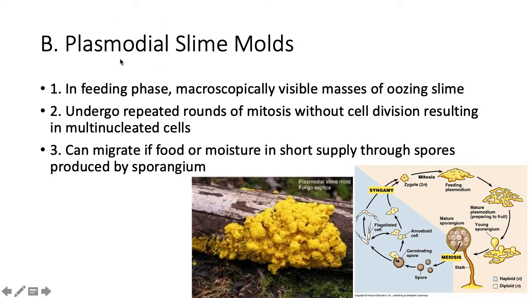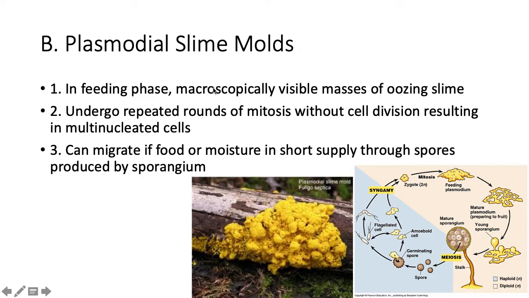Okay, another group, a part of the amoebas, is the plasmodial slime molds. So this is what slime mold looks like. They have a feeding phase, and that's where they become visible. So they are macroscopically visible masses of oozing slime. And while they're in this state, they undergo multiple rounds of mitosis without cell division. So they have a whole bunch of nuclei on the inside.